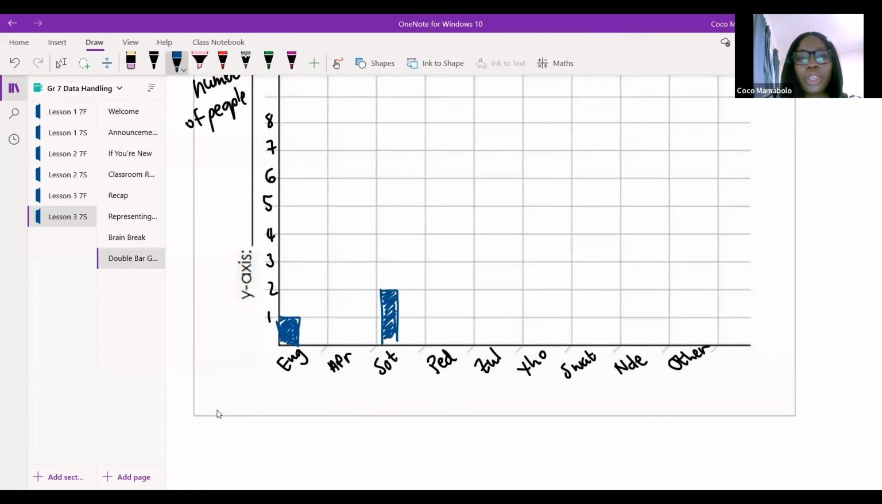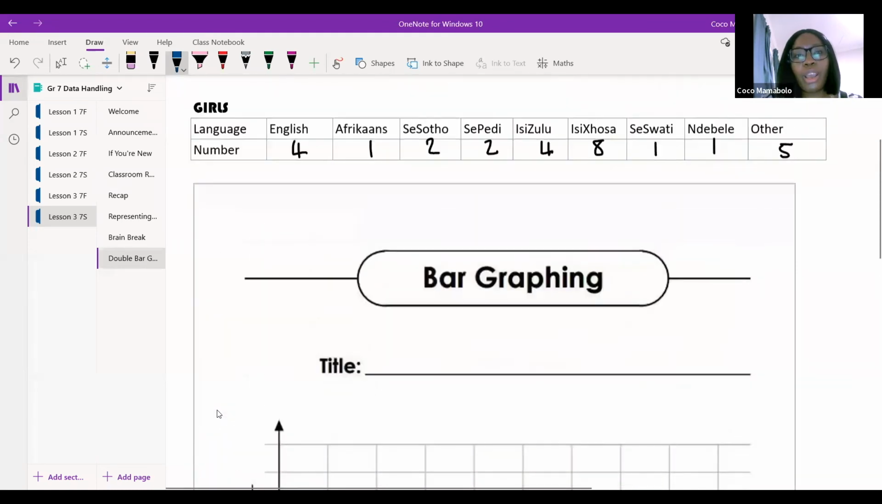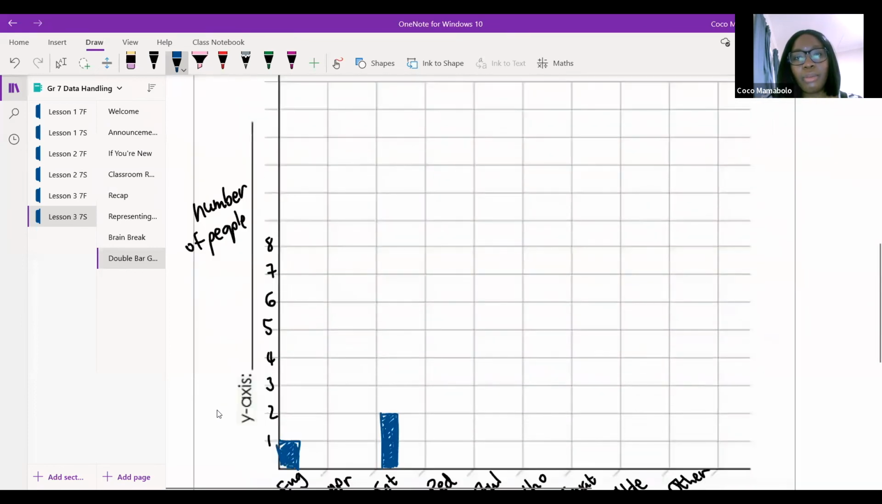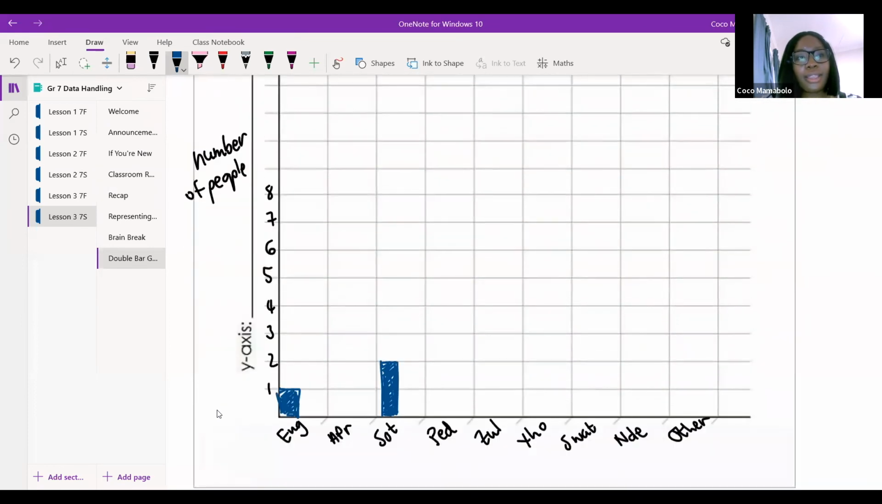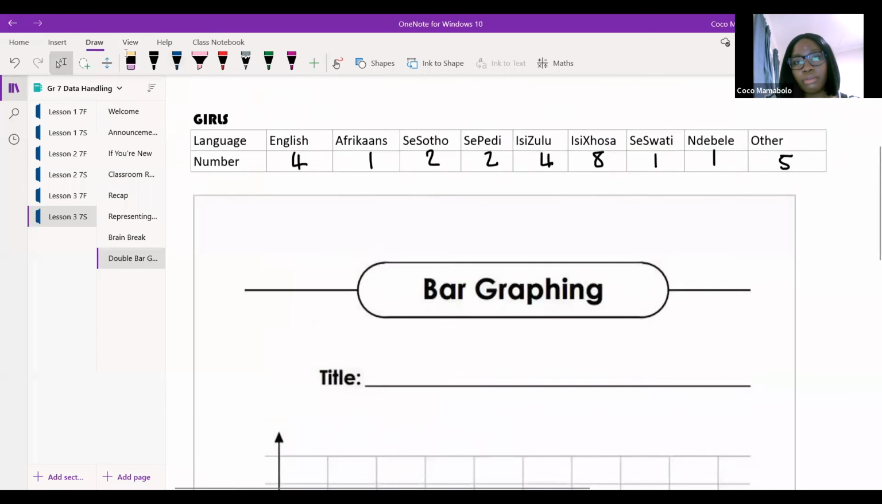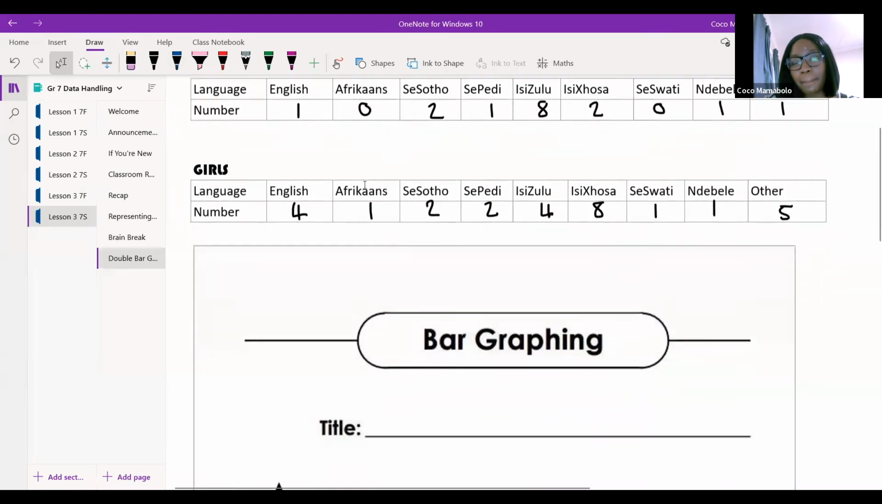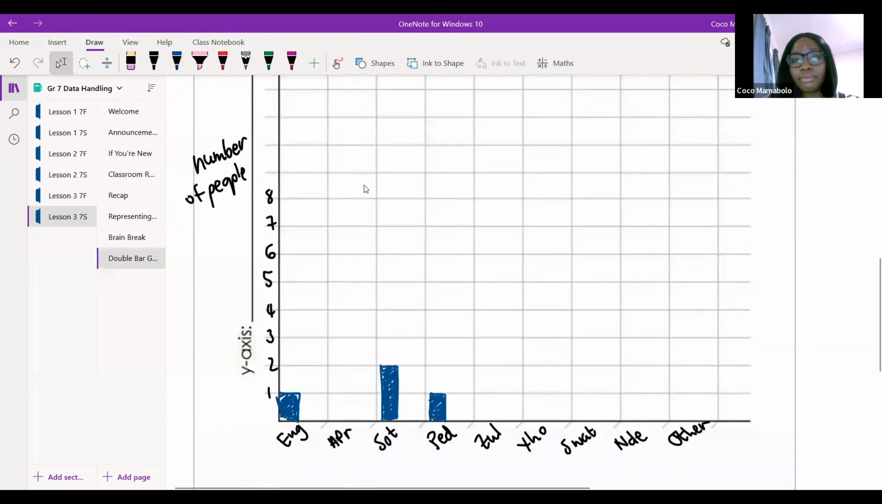Remember, who can tell me? Anybody put their hand up? Why am I leaving spaces? Who can remind us? 1 Sepedi speaker. Yes, Sange, why am I leaving spaces? Ma'am, because you're going to be doing a double bar graph. Good. What do we know about bar graphs? What do we know about the space? Why do we need space? Ma'am, we're comparing 2 results.